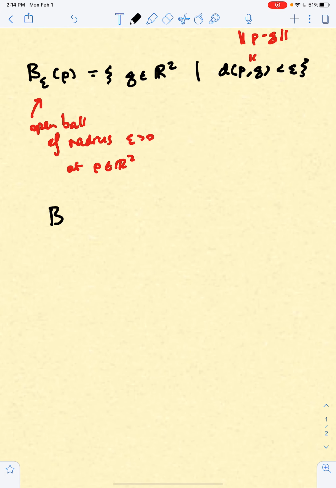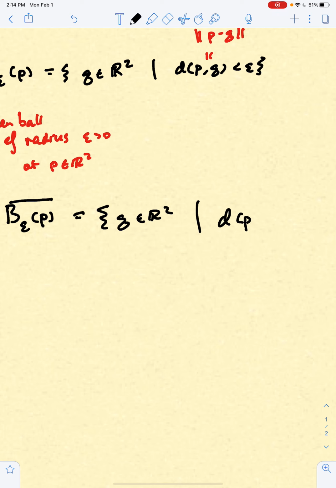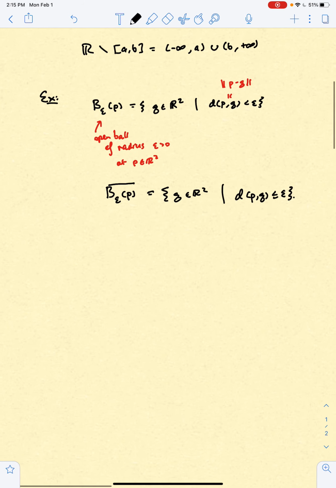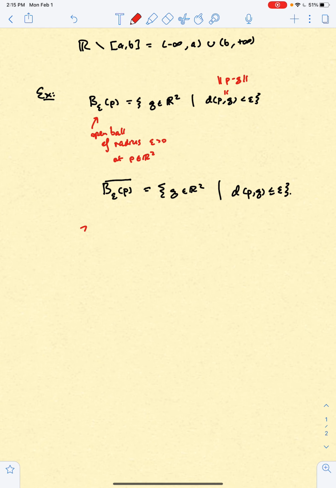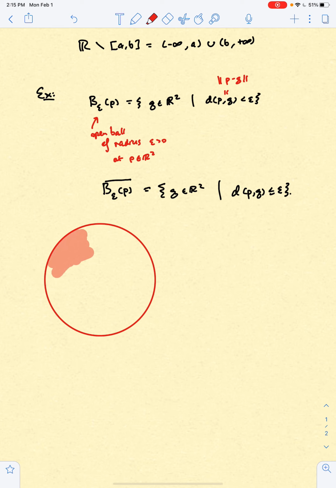We would also associate a closed ball with this notation, with a little bar over it. This would consist of all points Q in R2 such that the distance from P to Q is less than or equal to epsilon. So it adds in the boundary. The open ball is the interior: all the points strictly less than distance epsilon.